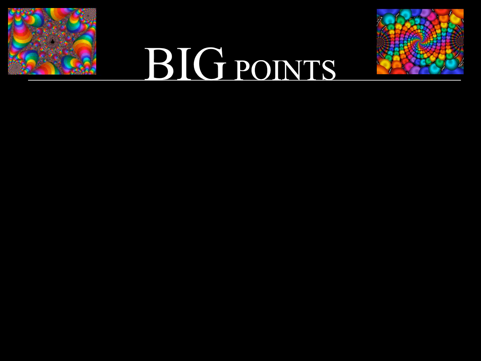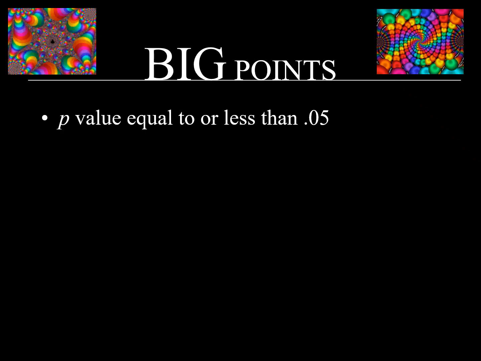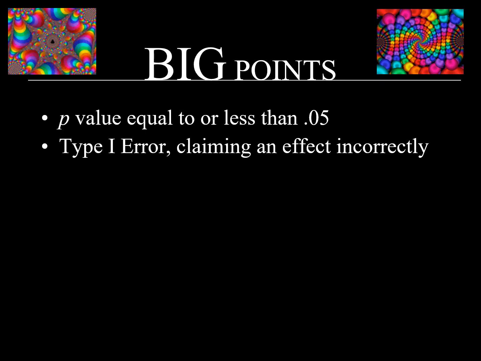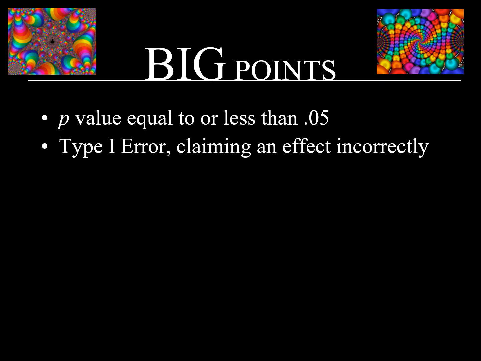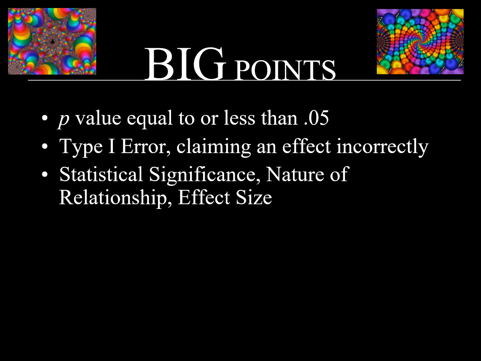So the big points coming up from all of this as we move into the next test is 1, our p-value needs to be equal or less than 0.05, which represents a 5% chance or smaller of actually making a type 1 error. The type 1 error is claiming an effect incorrectly, so that's what we're worried about. We're worried about claiming an effect when it actually isn't there. We found one in the sample, but it wouldn't be there in the population.